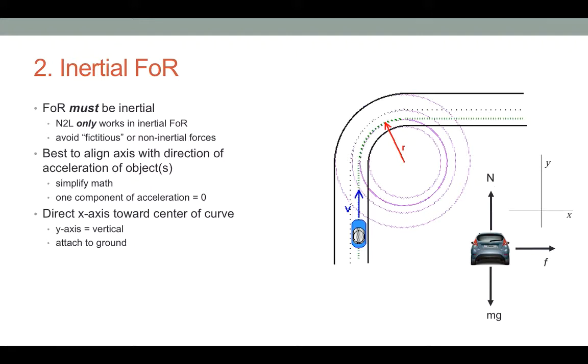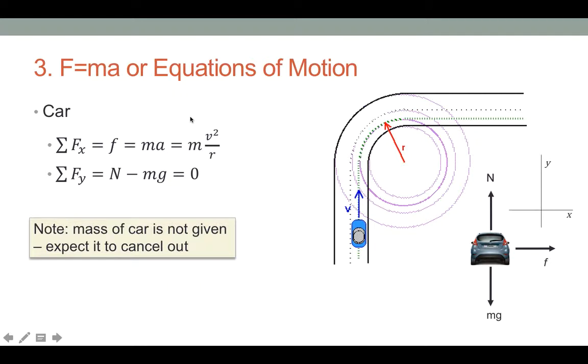Now what we need to do is apply F equals ma to the car. X points radially inward, so the only force pointing radially inward will be friction. That equals mass times acceleration. And here the acceleration will be a centripetal acceleration because we're going around a circle at a constant speed. So a will equal v squared over r. In addition, in the y direction, the net force must be 0, and that's just the normal force minus the weight. Note, technically the mass of the car was not given.